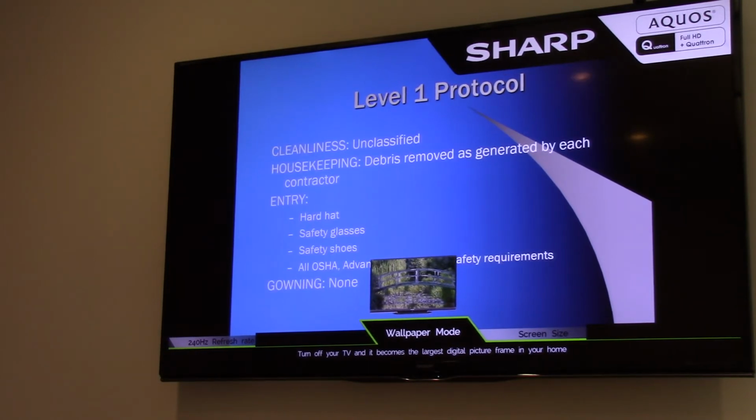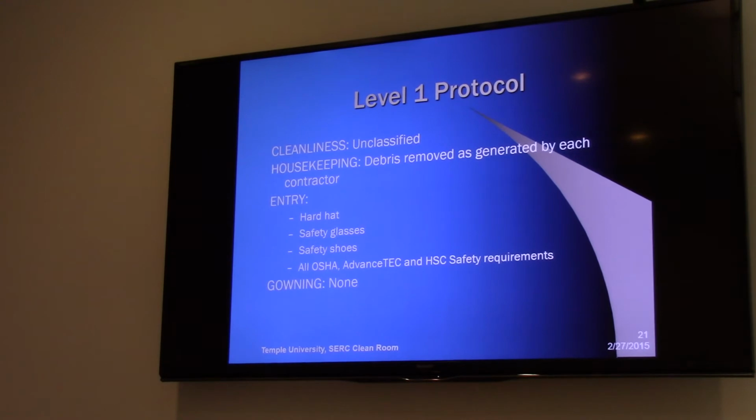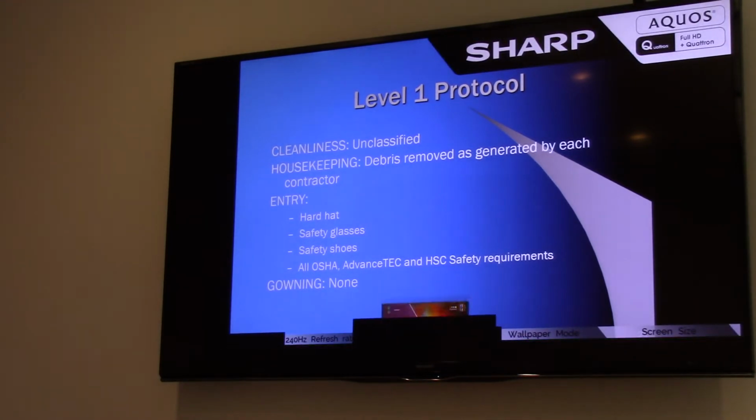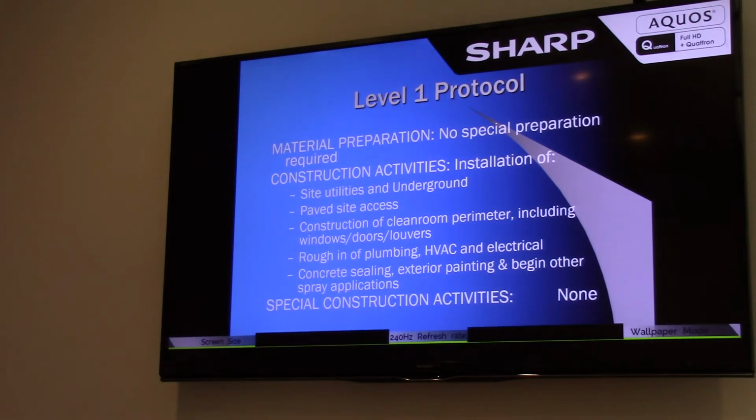The next few slides, I don't really have to get into detail, but this is just so you understand when we're building the clean room, the levels of protocol. So like level 1 is almost somewhat standard construction. We don't need to be gowned up during this process, just so you're aware of it. Typical PPE that's required. And that's the type of activities you would see on level 1, which is more or less the roughing in of the space.